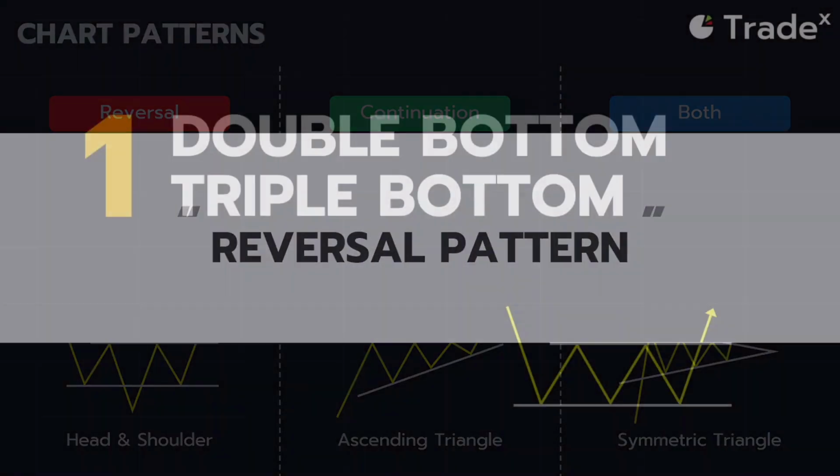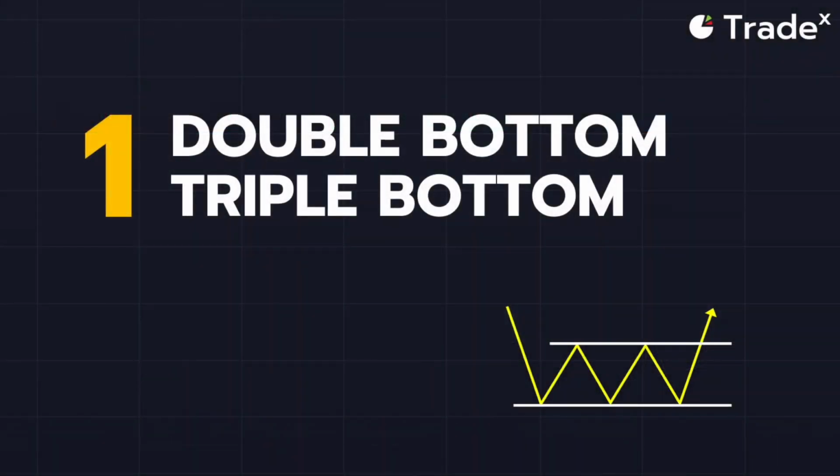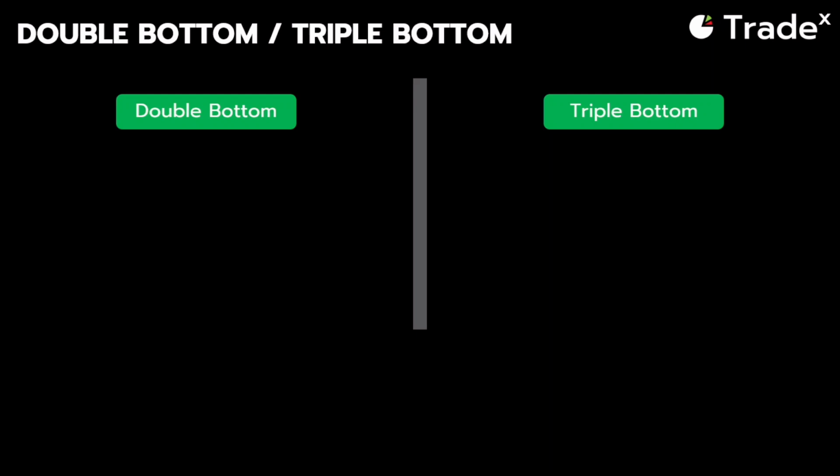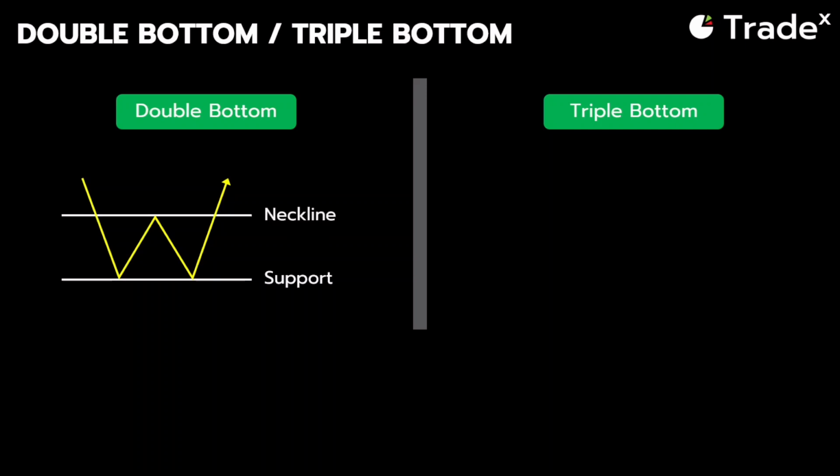Let's start with number 1, double bottom and triple bottom. These patterns are very similar, with the main difference being the number of troughs. The double bottom pattern is characterized by 2 distinct troughs at roughly the same price level, separated by a peak. The troughs represent areas of support, formed after the price declines and then rebounds. The peak between the troughs is known as the neckline. It represents the resistance level where the price encounters a temporary obstacle before potentially breaking out.